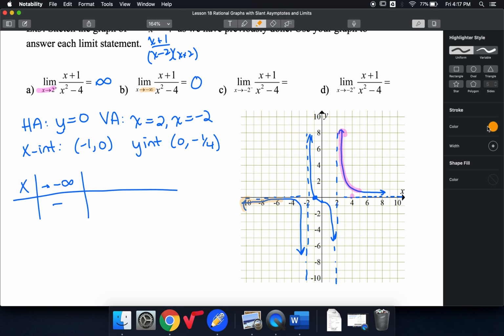Now I've got approaching negative 2, but from the left-hand side. So getting closer to negative 2, following my graph, but on the left side, that's taking me down to negative infinity. Approaching negative 2, but now coming from the right-hand side. Let's go light blue with that one. So now I'm getting closer to negative 2, coming from the right-hand side, which means I'm shooting up towards positive infinity. And that's how we evaluate limits.